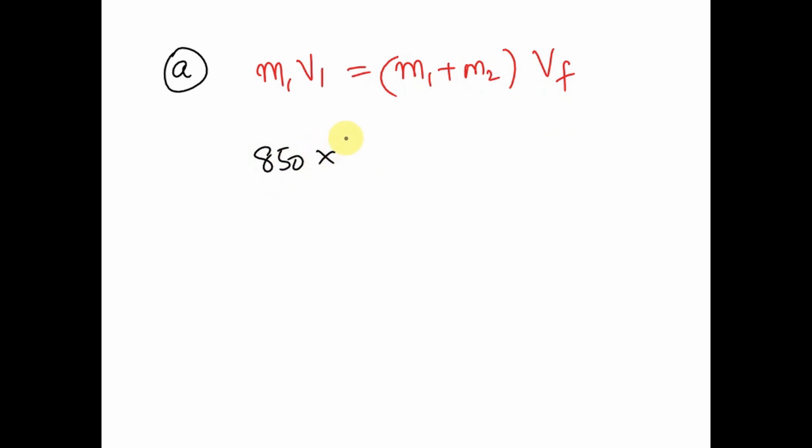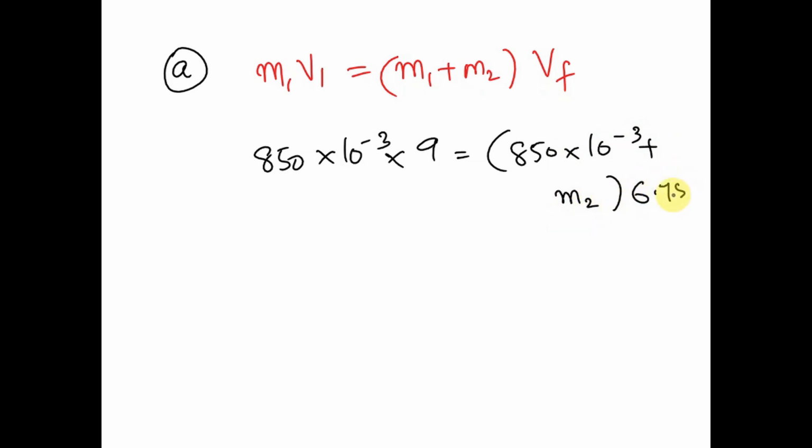So for the first part, from conservation of momentum, we can write m1 v1 = (m1 + m2) vf, where vf is the final velocity, m1 and m2 are the masses of the objects, and v1 is the velocity. Let's substitute the values given in the question, that is 850 × 10^-3 × 9 = 850 × 10^-3 + m2 × 6.75.